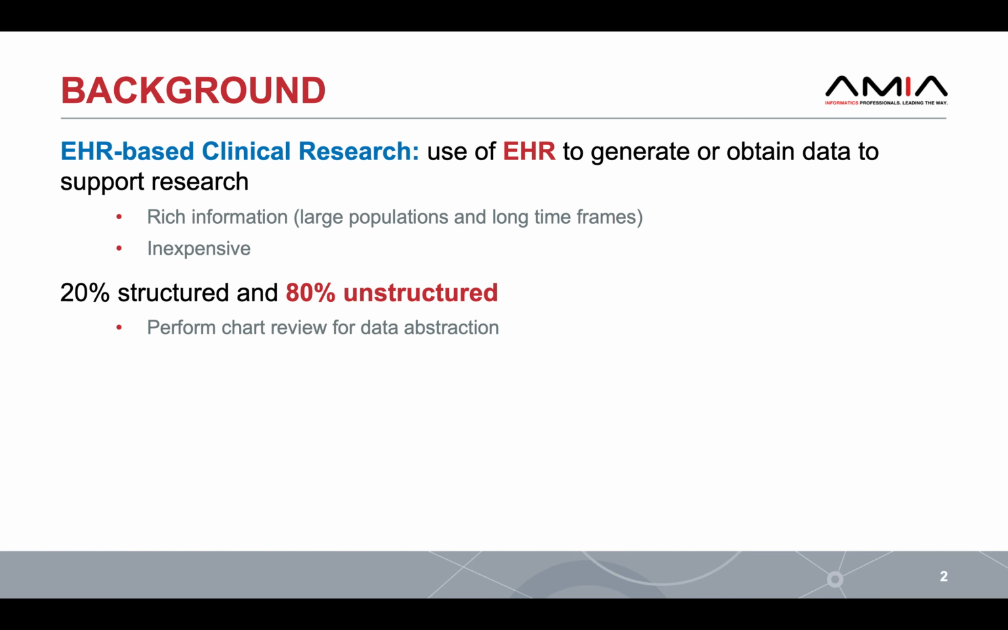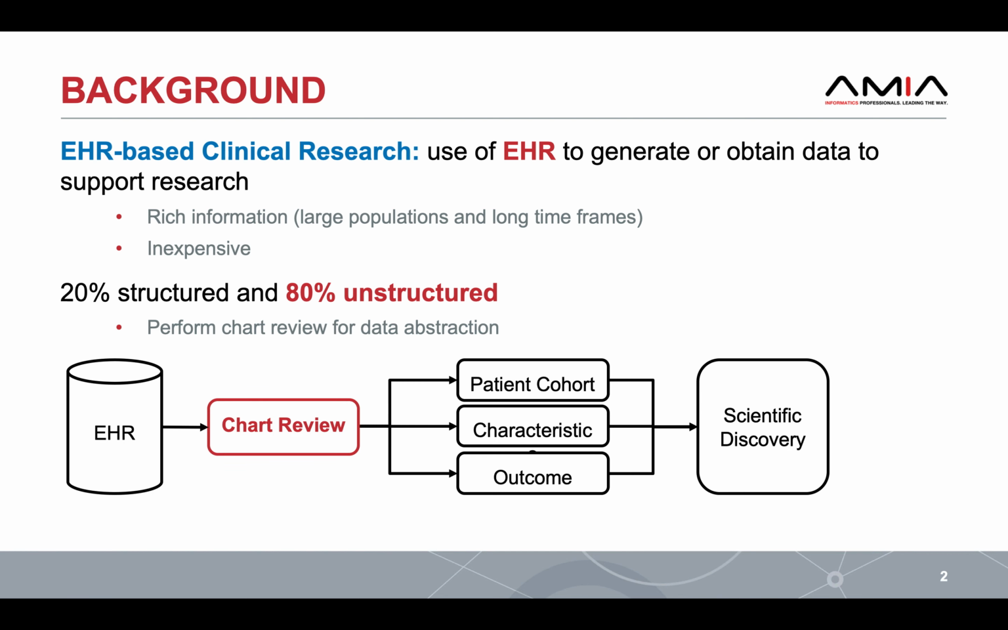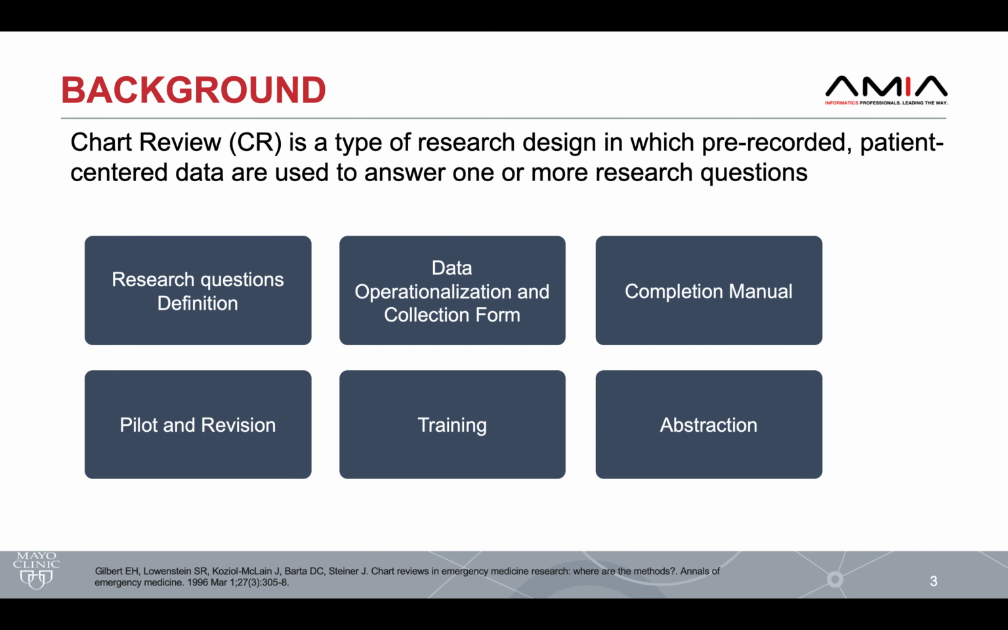A common way of doing that is the abstraction process involving retrospective chart review. Chart review is a process of extracting and reviewing information from EHRs. After that, we assemble a dataset for various research needs. These needs include case ascertainment, status validation, information collection, patient matching, and so on. It is one of the most widely used methods for EHR-based clinical research.